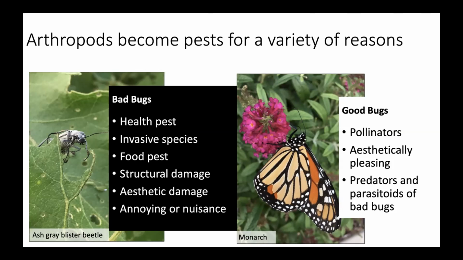Also, we consider insects to be good bugs when they are predators or parasitoids of bad bugs. And I will go through some examples of that.